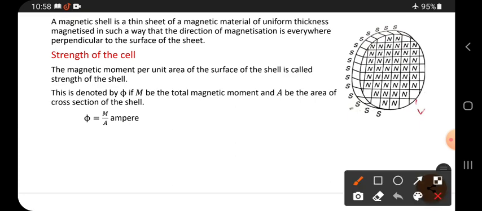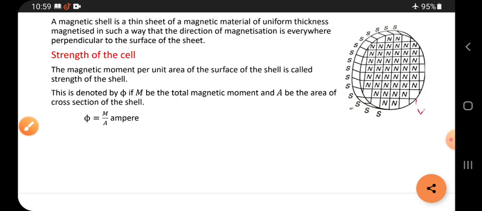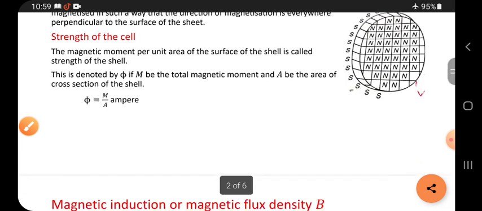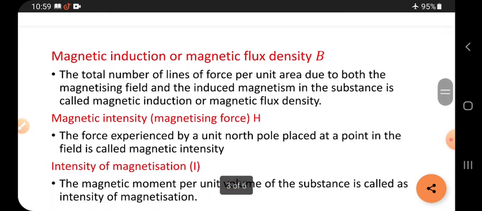This is denoted by phi. If m is the total magnetic moment and a is the area of cross section of the shell, then phi is equal to m by a. The unit of phi is ampere. That means it can act as a current of phi.